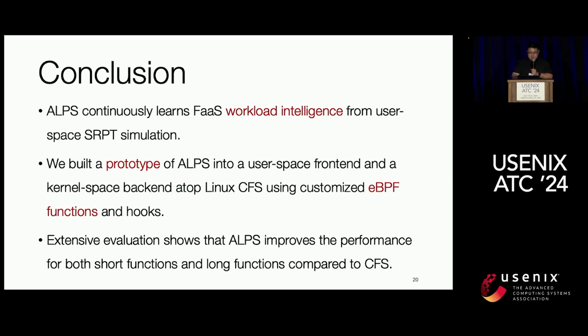In conclusion, ALPS proposes to learn function workload intelligence from user space by offline SRPT simulation. We build a prototype to communicate between the user space front end and the kernel back end through customized eBPF functions and maps. And evaluation shows that ALPS can actually improve the performance of CFS for both short functions and long functions.